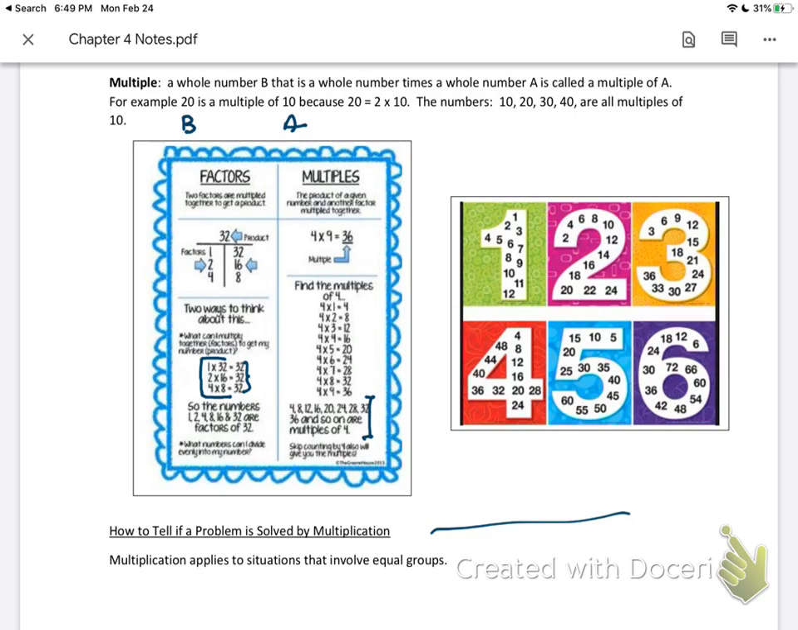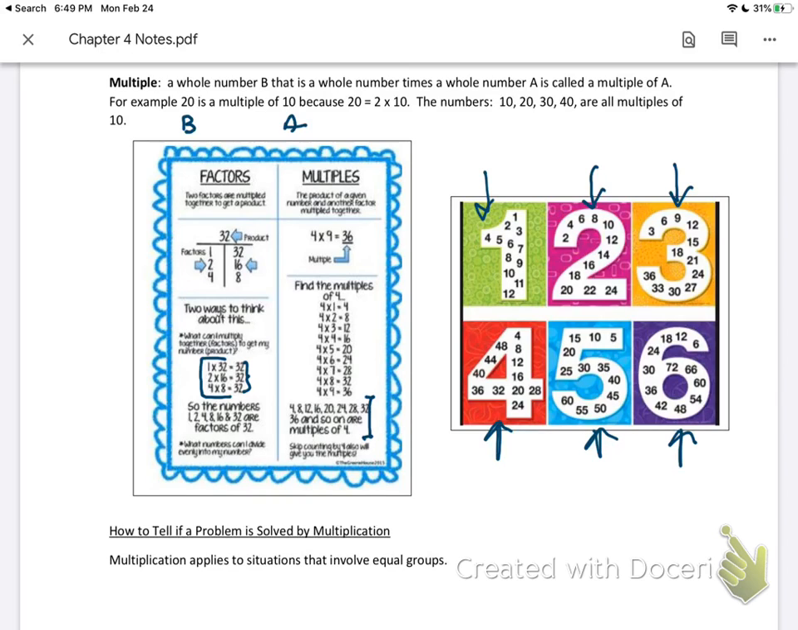Then let me go back a little bit so I can see this other picture. Okay, so in this little box, they have some neat things. They have all the multiples of 1. So 1 times 1 is 1, 1 times 2 is 2, 1 times 3 is 3, and so on. Here are all the multiples of 2. So 2, 4, 6, 8, 10, 12, that would be skip counting. Here multiples of 3, multiples of 4, multiples of 5, and multiples of 6.